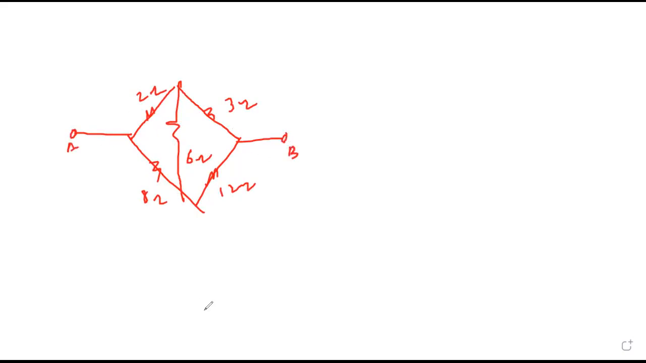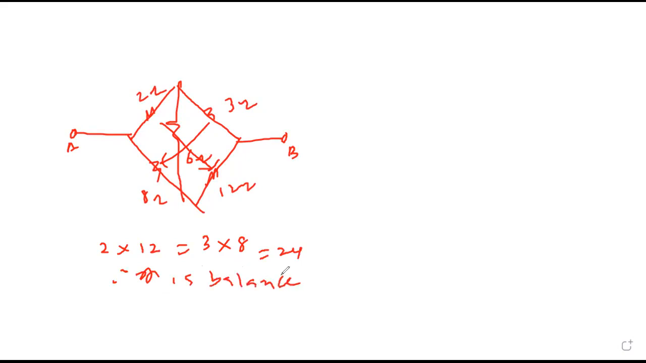Whenever you see this type of Wheatstone's network, quadrilateral, check whether it is balanced. Balanced means product of opposite is equal: 2 into 12. Yes, this is a balanced one. Balanced means what? No current will flow through the in-between diagonal branch, so you can remove this. This is a showpiece, remove it.